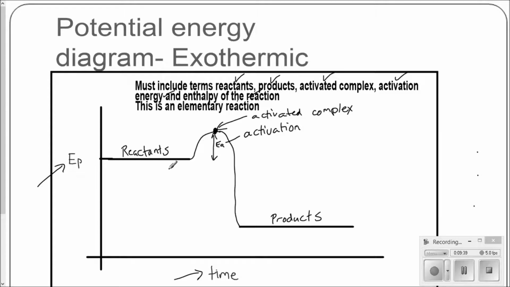So the last thing that we have to add here is the difference in enthalpy, okay? Now that's the amount of energy I get out. And we call it the net enthalpy because I actually have to put energy in initially. But I get that energy all back when I turn into products.